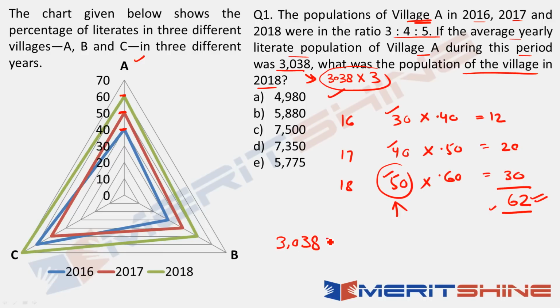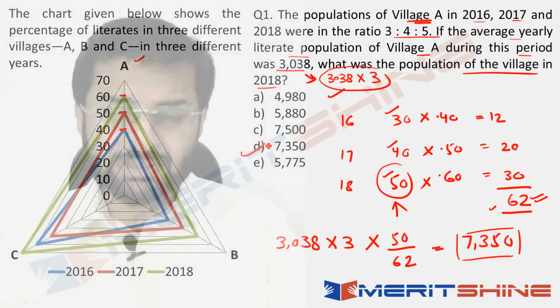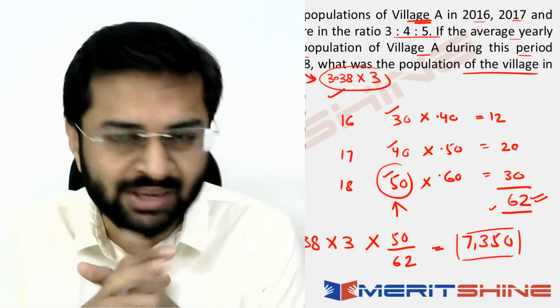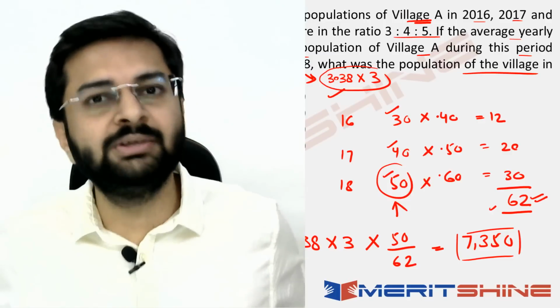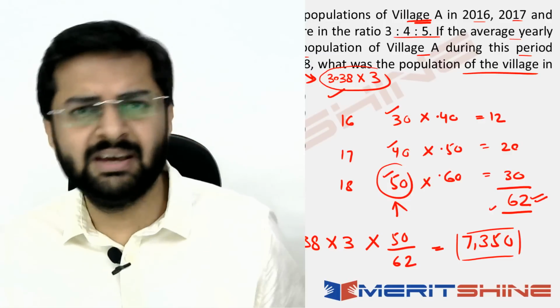So the answer would be 3038 into 3, multiplied by 50 by 62. And this would give you the answer as 7350, which is your option D here. So that becomes your answer. I'm sure you found this simple. Now, was it any tougher than the quant questions that we keep doing all the time? No. Just because there is a graph and a scary looking graph, it does not make the question tougher. Just give it a patient reading and it'll be there for the taking.